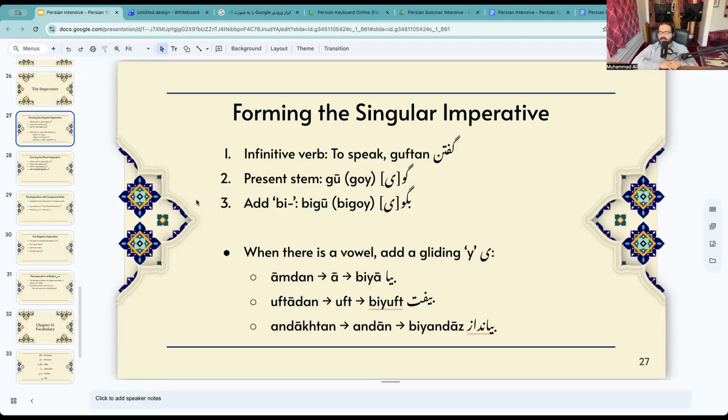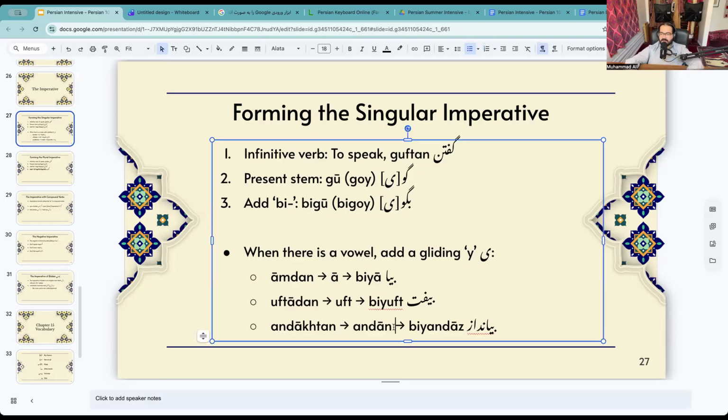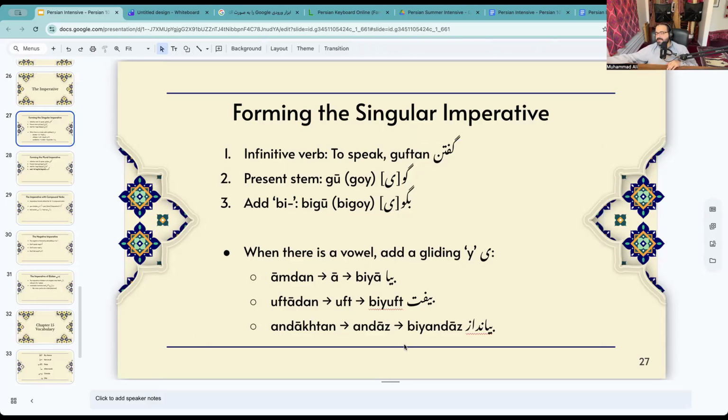Now the gliding y does come up here. If a verb's stem starts in a vowel, then you need a y between the b and the vowel. So amadan, to come, is a. We don't say be'a, we say bi'a. Uftadan is oft, so we say bioft. Andakhtan is, not andon, andaz. We don't say bandaz, we say biandaz.